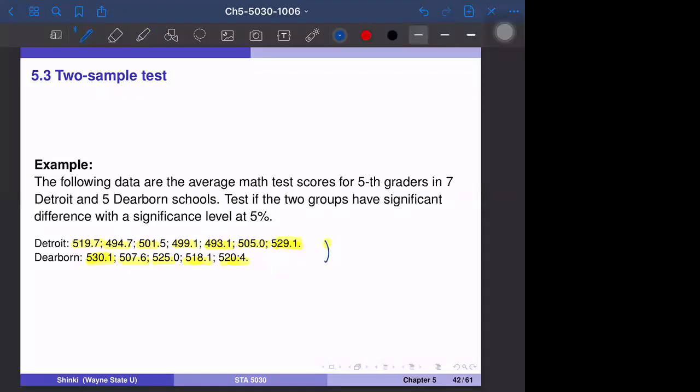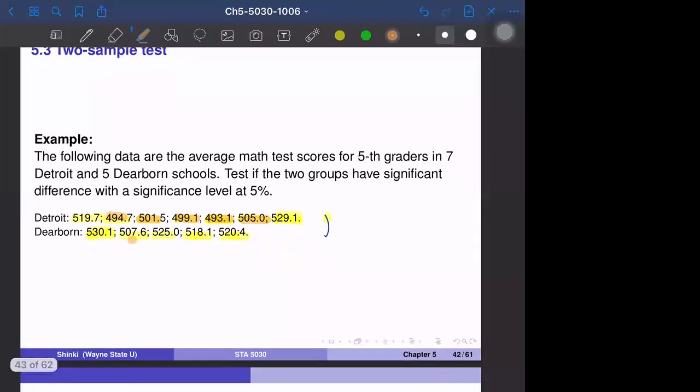Intuitively, it is probably different, because these observations are all less than 500, and also they are smaller than the smallest observation in Dearborn. So considering that, probably the Dearborn schools have a higher average score. This is just a sample. Dearborn has more schools, and Detroit has a little less than 100 schools. So this is just a sample from Detroit and another sample from Dearborn.